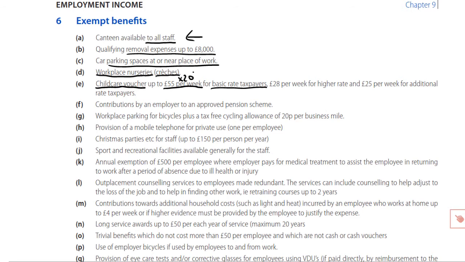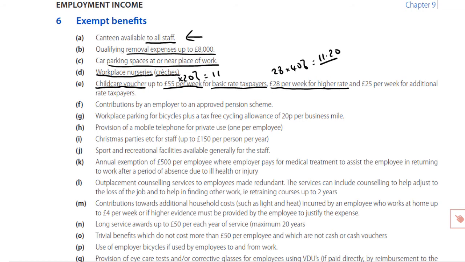£55 at 20% would be £11 there. So it's saving you each week £11 worth of tax. If you're a higher rate taxpayer, then the exemption is £28 per week. The reason being 28 at 40%, well, it's a little over £11 there. I think, what's that, £11.20 there.